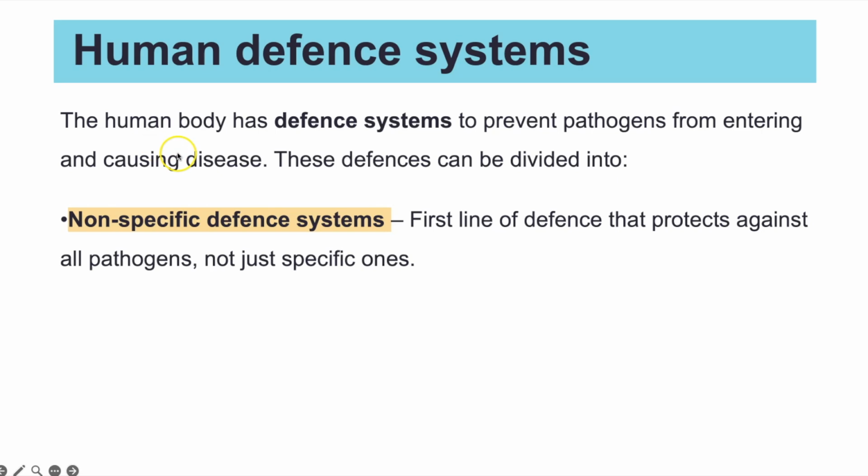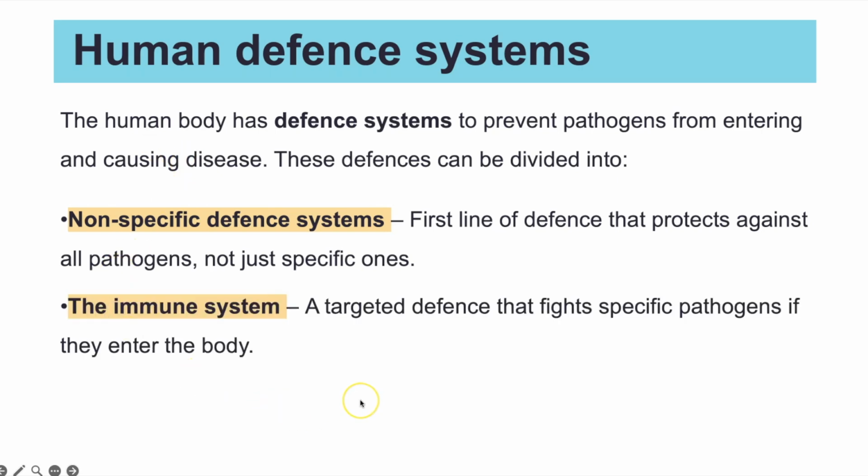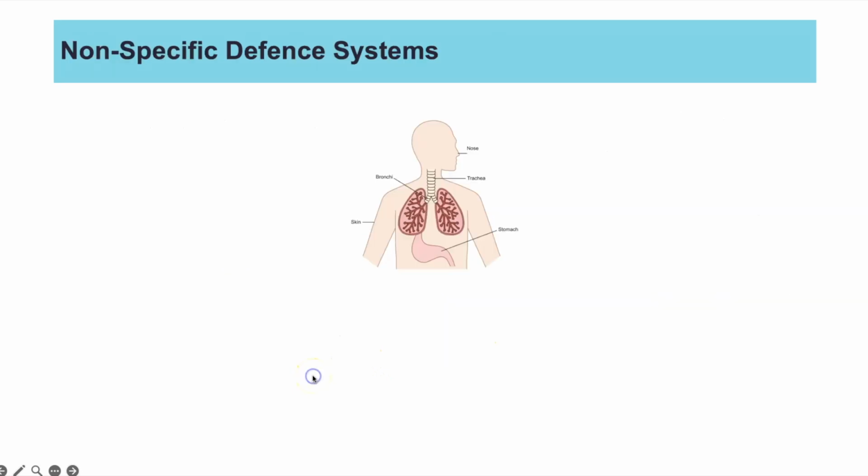So next then we're going to have a look at how humans are able to defend themselves against pathogens. And there's two key types of defences. We have something called the non-specific defence system. This is like your first line of defence. That will be the barrier and protect against any potential pathogens. And that could be preventing them from getting in, but also how they're destroyed if they do get in. And it's called non-specific because it's going to be the same strategy, the defence system, no matter what the pathogen is. Next then we've got the immune system, and this is a targeted defence that fights specific pathogens if they do manage to get into the body.